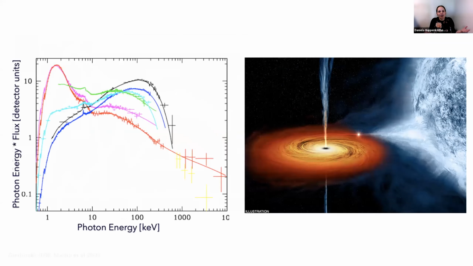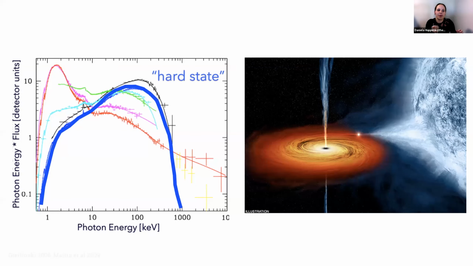But one thing that is also interesting is that the spectrum, this emission as a function of energy, is not constant over time. And so here you see a bunch of these taken at different times. And so there's two separate types of spectra that are important. They're called the hard state, where you have emission at high energies predominantly, and then you have the soft state where you have emission at low energies.